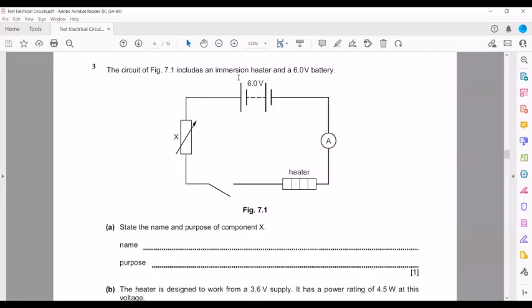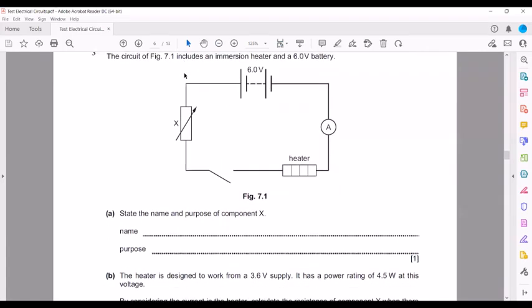In question 3, the circuit in figure 7.1 includes an immersion heater, 6 volts. State the name and the purpose of component X. That is a variable resistor. And what is the purpose of the variable resistor? It is used to change the voltage or the current.